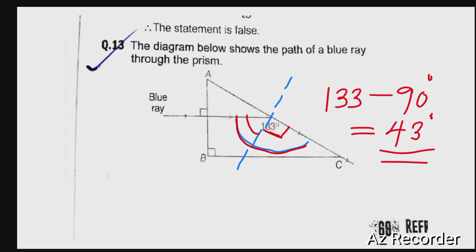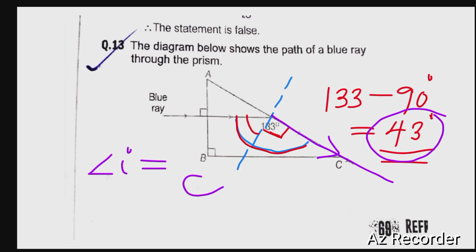Here it is also evident that the light which is incident on the surface AC, after refraction passes through the surface, which means that the angle of incidence at the surface AC will be equal to the critical angle. We have now calculated the angle of incidence at the surface AC, which is found to be 43 degrees. So the critical angle for the blue ray will be 43 degrees.